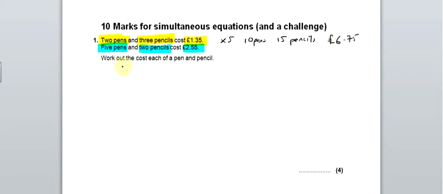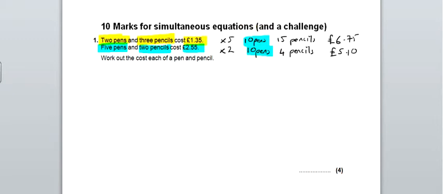Okay, now the bottom row, if I double that order of stuff, say, then I've got 10 pens and 4 pencils, so I'm doubling it, and £2.55 doubled gives you £5 and 10 pence.